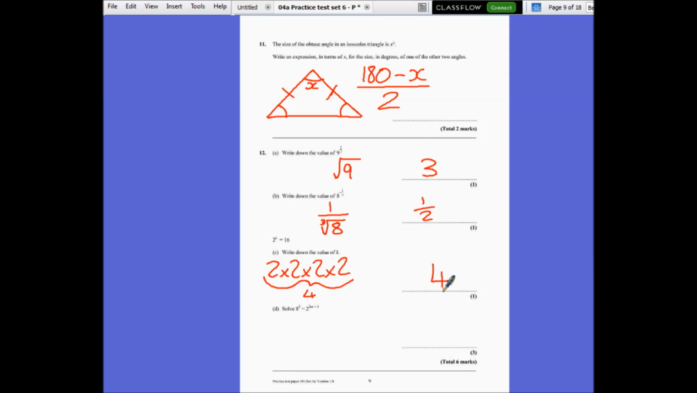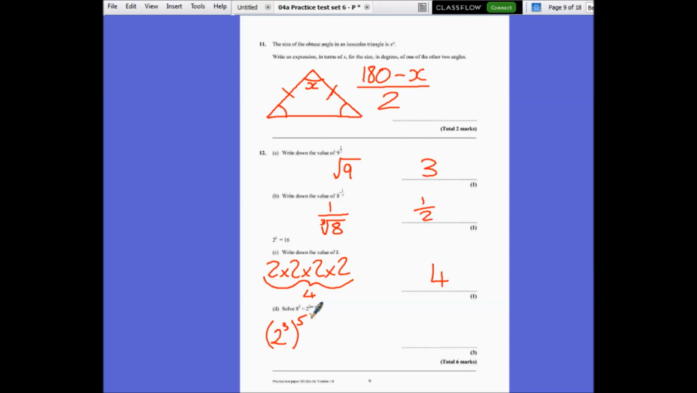Part D, solve 8 to the power 5 equals 2 to the power 2n plus 3. First of all, we want to write the 8 to the power 5 as a power of 2. Well, we've already seen in part B that 2 cubed is 8, so we can write 8 as 2 cubed, to the power of 5.